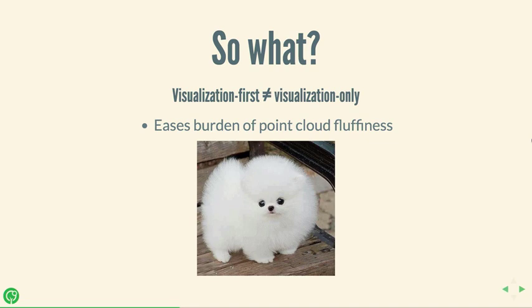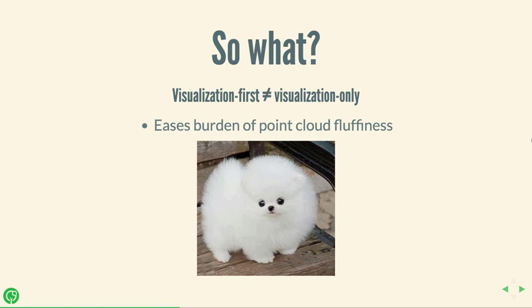And the answer to "so what?" is that it is visualization first. That's not visualization only. The way these services are set up eases the burden of point cloud fluffiness, like this little puppy we've got here. By fluffiness, I mean that a single point record, like an XYZ and some attributes, gives you almost no information. It really tells you nothing. It could just mean that there's a point here. So you have to start aggregating this data to get anything useful out of it.